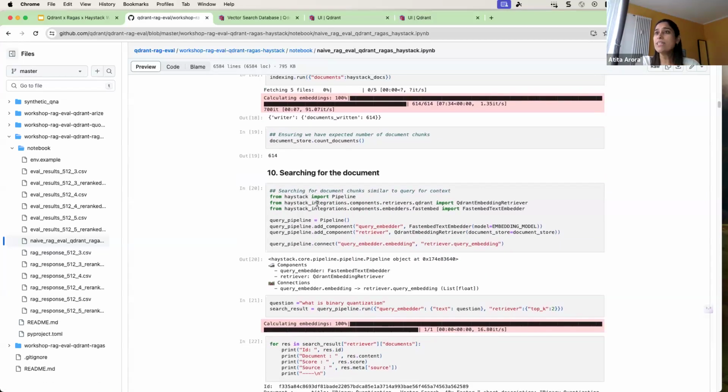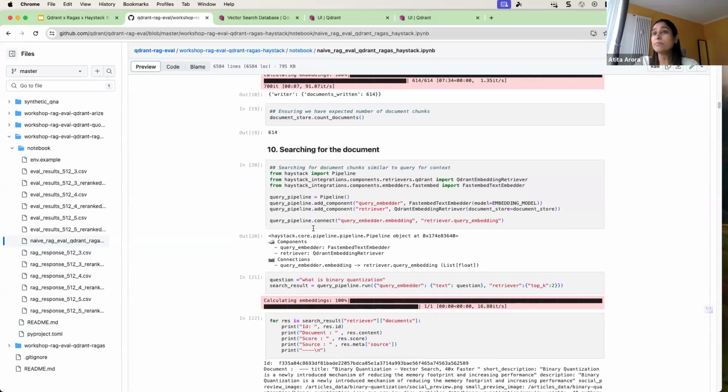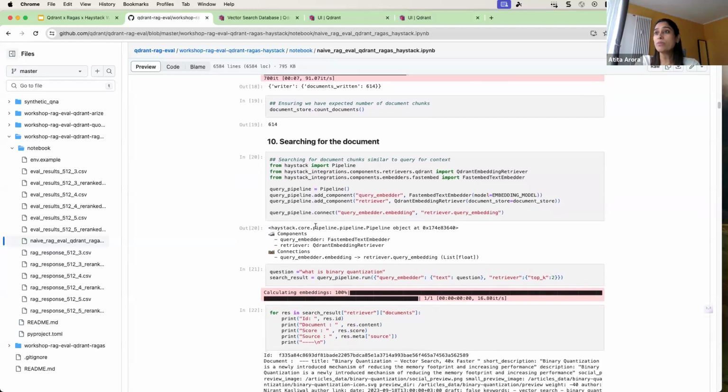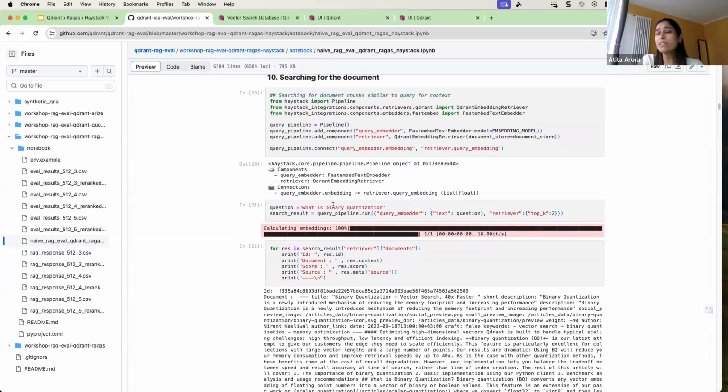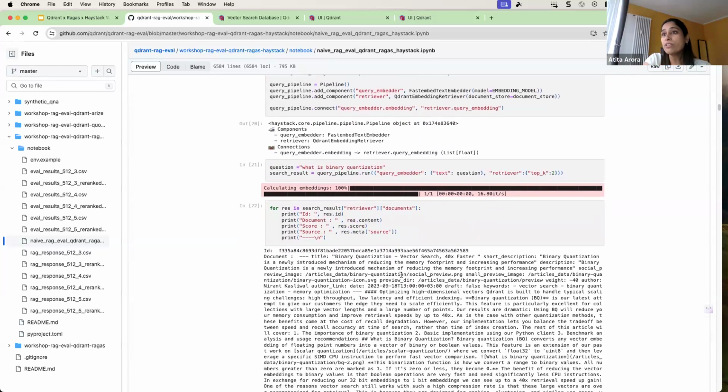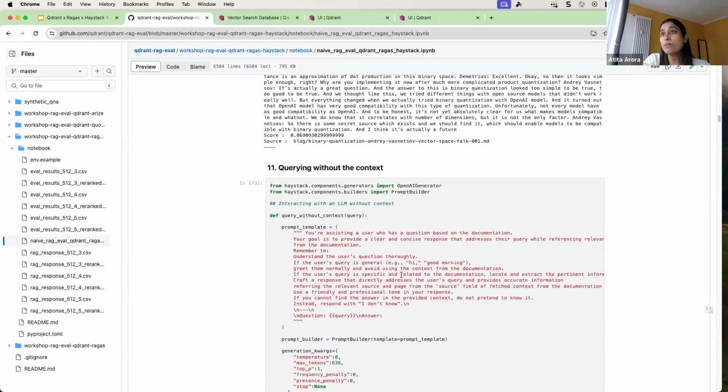So apart from that, we would be quickly checking that all our documents have been indexed properly. So we would try to run a sample query as well. Here, I have tried to look for what is binary quantization. I've defined how many documents I want to retrieve and what is my question. And here I get the sample response.